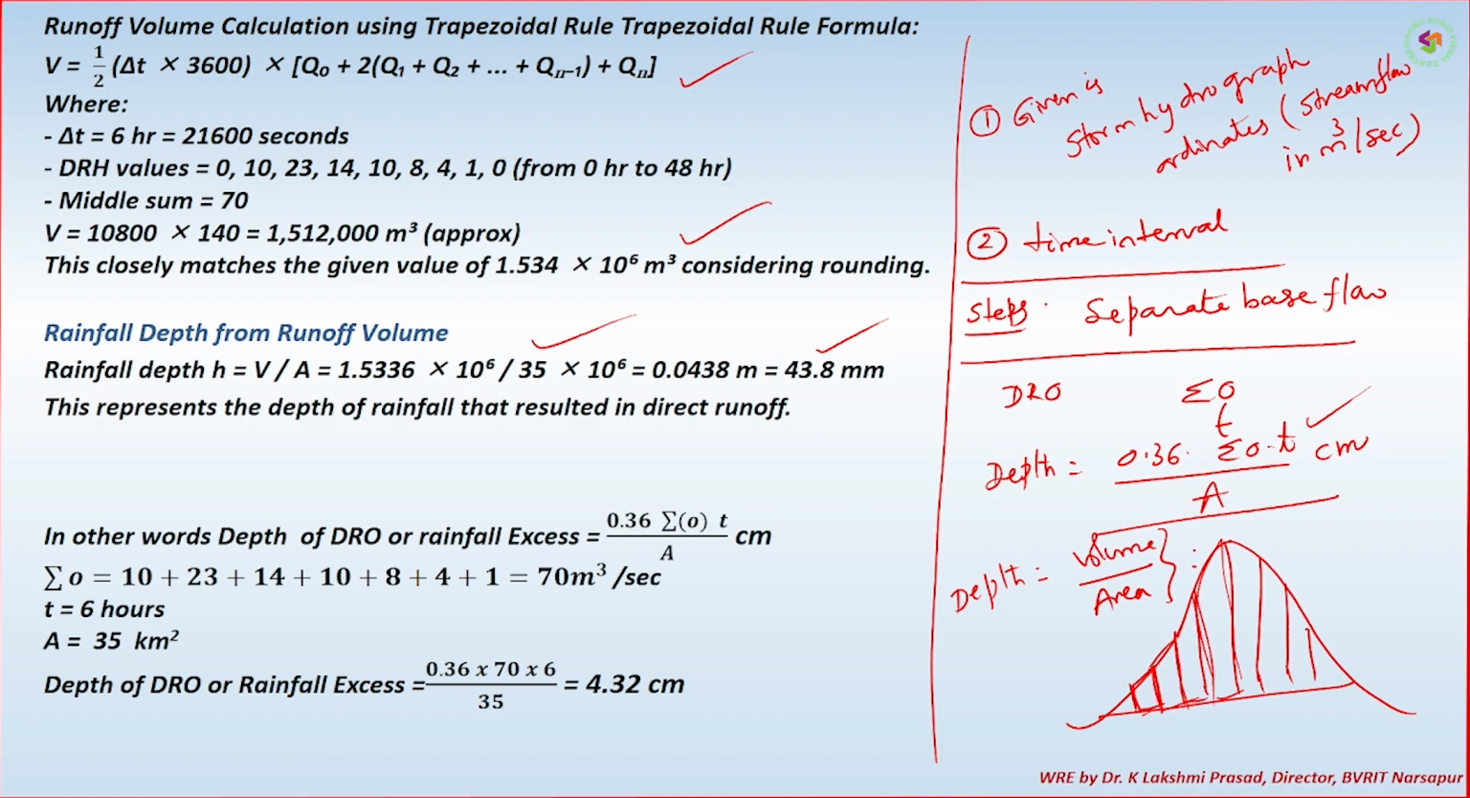Or otherwise, whatever I just told you: 0.36 into sigma O into T by A. How to get it? Sigma O I have added up. Time interval is 6 hours. Area is this. 0.36 into the sum into this. This is the answer. So any method is fine for you, either this or this. But I always prefer this.